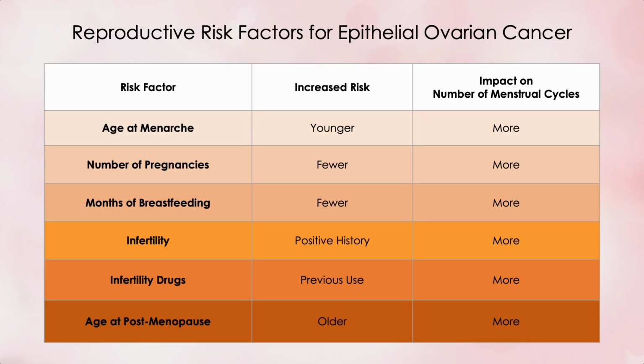So younger age at menarche, which is your first period, fewer pregnancies, fewer months of breastfeeding, infertility, use of infertility drugs, and older age at postmenopause all increase your risk.